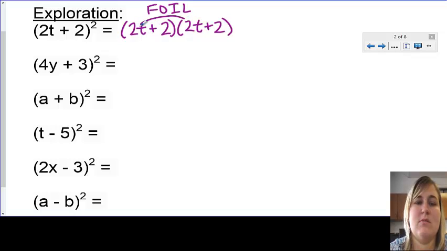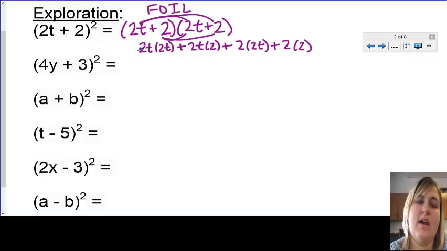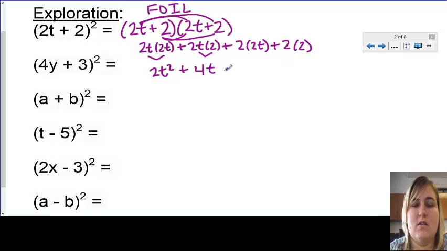So first is going to be the first one times the first one. So I have 2t times 2t, plus the outside, which is going to be 2t times 2, plus the inside, which is 2t times 2, or 2 times 2t, plus the last, which is 2 times 2. So I have 2t times 2t, which gives me 4t squared, plus 2t times 2 gives me 4t, plus 2 times 2t gives me 4t, plus 2 times 2 gives me 4.